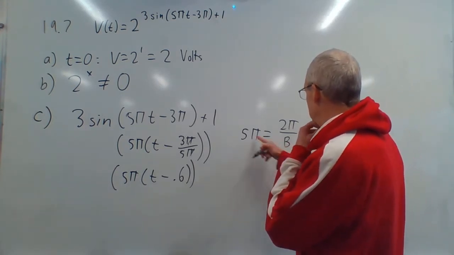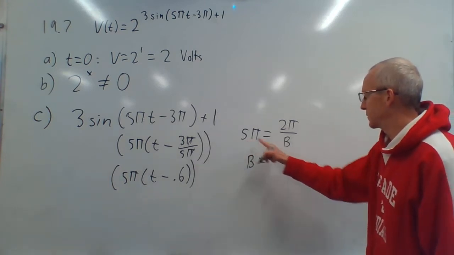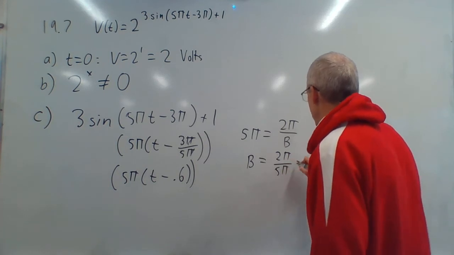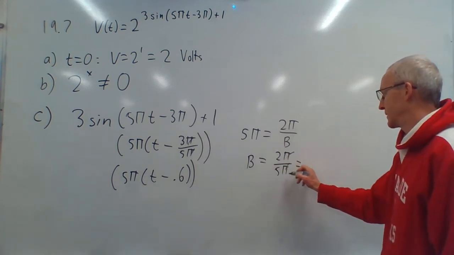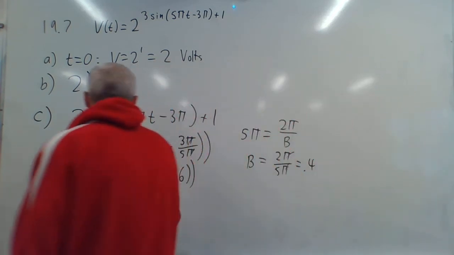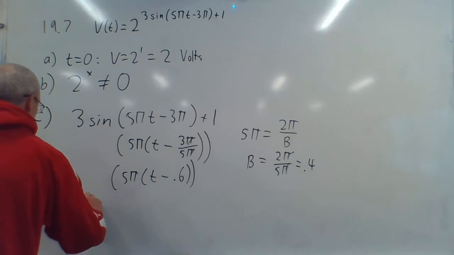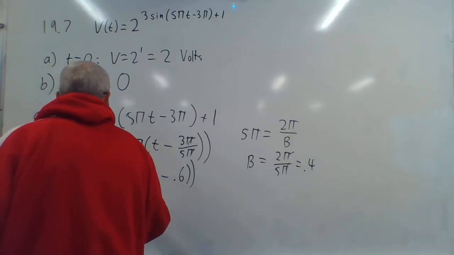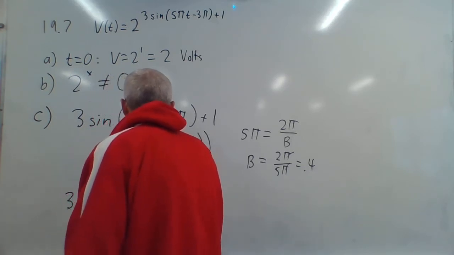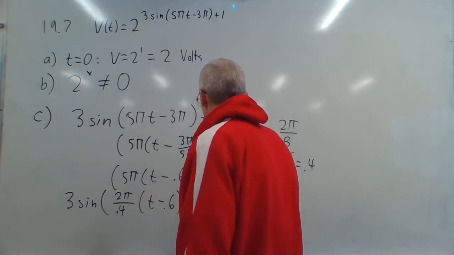So let's see, cross multiply b, or just switch them, right? That's always the thing you do, just switch those. So b is 2 pi over 5 pi, which is, pi's cancel, 2/5, which is 0.4. So finally, we can write this as 3 sine of 2 pi over b, which is 0.4, times t minus 0.6, plus 1.